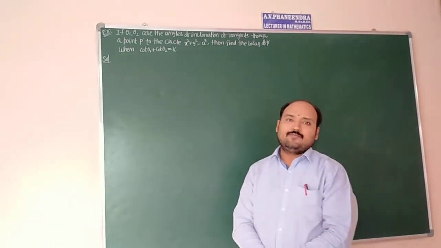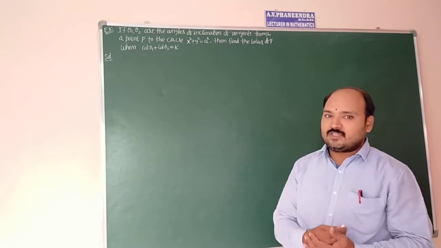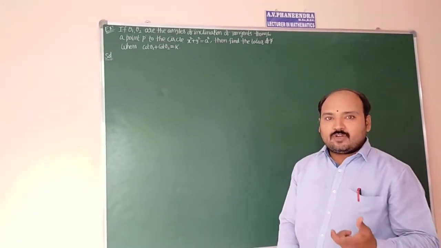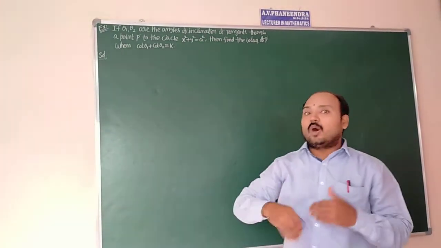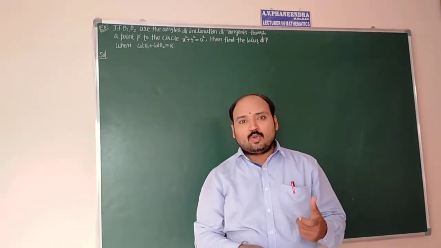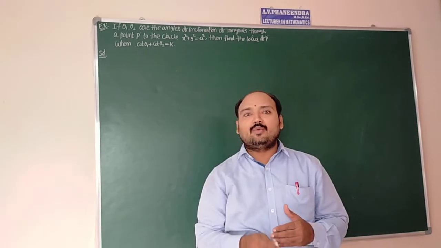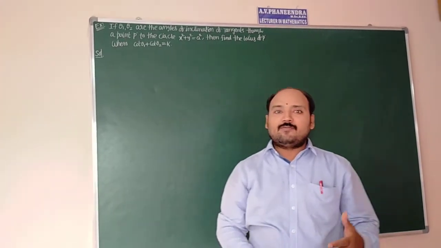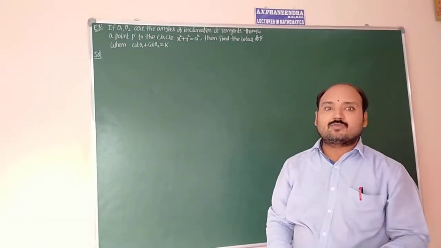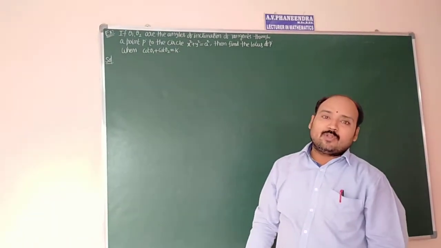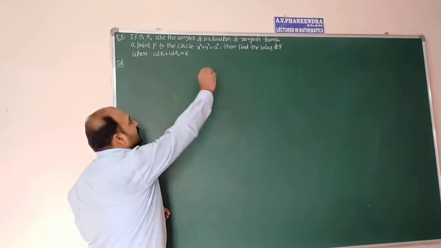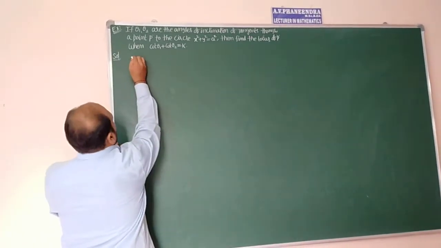X square plus y square equal to a square, whose center is (0, 0), radius r is equal to a here. We discussed in previous classes that the equation of tangent with slope m to the circle x square plus y square equal to r square is y is equal to mx plus or minus r into root of 1 plus m square. This is the formula regarding the circle x square plus y square equal to r square. Now the circle is x square plus y square equal to a square.